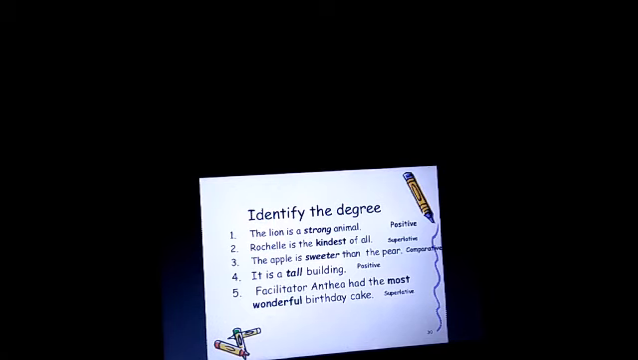Now let's have a few sentences to identify the degree. Let's read. The lion is a strong animal. There is no ER and no EST, so it is a positive degree. Rochelle is the kindest of all. Superlative degree. Why? Because the is used, EST is used. The apple is sweeter than the pear. Comparative degree. Why? Because ER has been used and than. Number four. It is a tall building. No ER, no EST. That means positive.